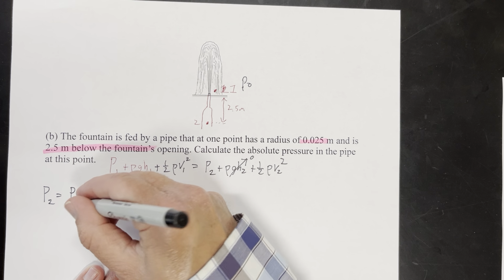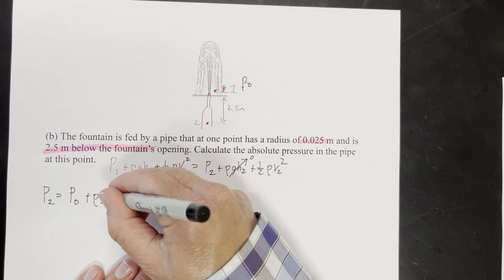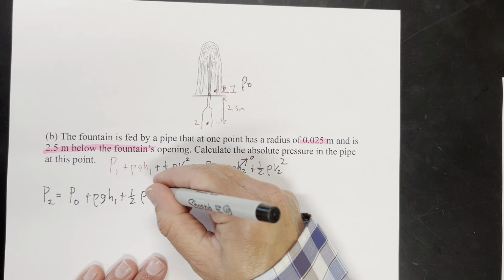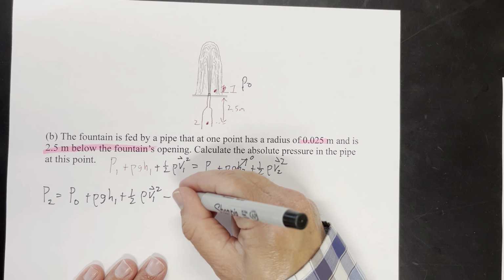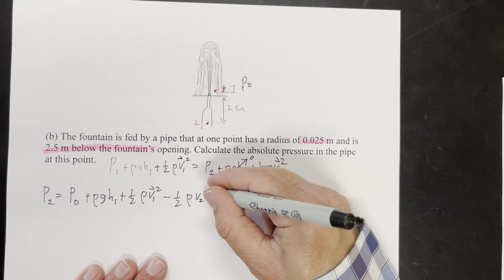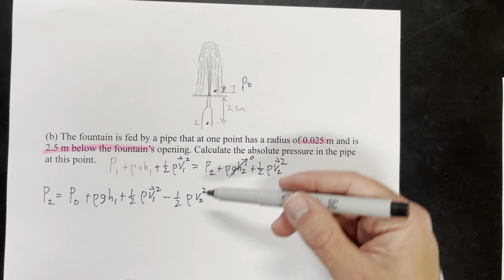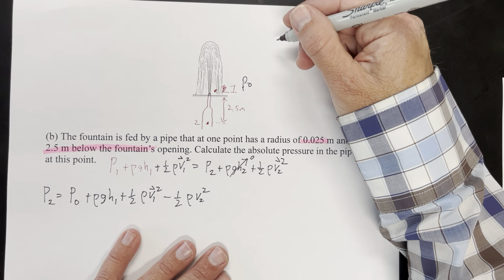So we have P1, which I'm going to replace with P atmospheric, plus density times gravity times height 1, plus 1/2 times density times velocity 1, and I'll put my little arrows there, squared, minus 1/2 times density times velocity at 2 squared. And now I'm ready to start plugging in, but here we're going to run into a little bit of a problem. I know atmospheric pressure. I know height 1, it's 2.5. I know velocity 1 here. It shoots up at 6 meters per second. But what's velocity 2? We get stuck there. We're going to have to go on a side mission here to find that.